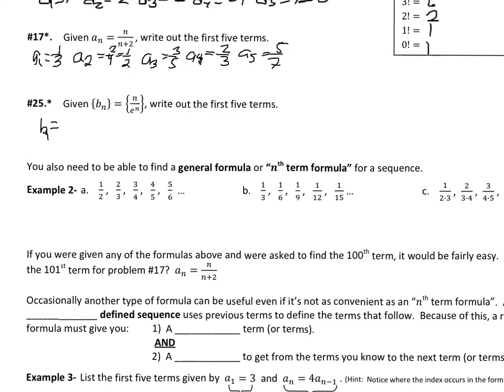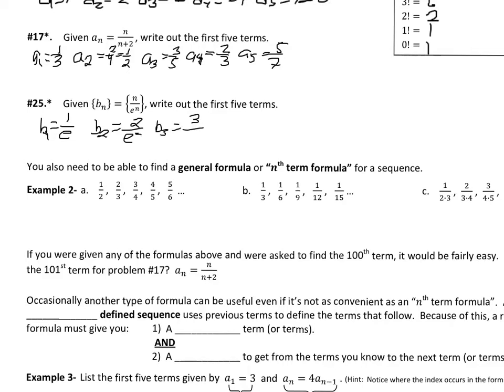Just plug 1 in for n. It's 1 over e, right? Don't complicate this. It's 1 over e. What about B sub 2? 2 over e squared.